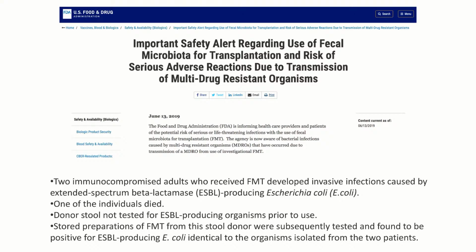That was proven by obtaining some of the stored aliquot from the donors, which was able to link the ESBL-producing E. coli from the donor to the infection in the two patients. So this could have been avoided, and yes, things do go wrong. It's really important for us to pay attention to guidelines, and it really brings home the problem of FMT: although we're screening the donors, we still don't really know what's in the products that we're manufacturing. We have a good idea about what's not in the product, all of the pathogens that we screen out, but we don't know what is actually in there.